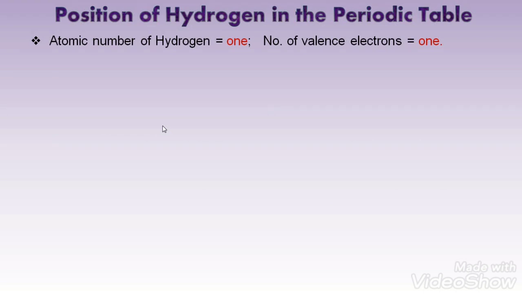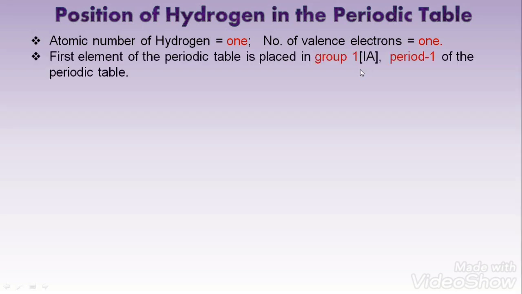Now when we talk about the position of hydrogen in the periodic table, we already know that the atomic number of hydrogen is 1 and hence the number of valence electrons will also be 1. It's the first element of the periodic table. It is placed in group 1 and period 1. That we did see in the first slide where we saw the periodic table.